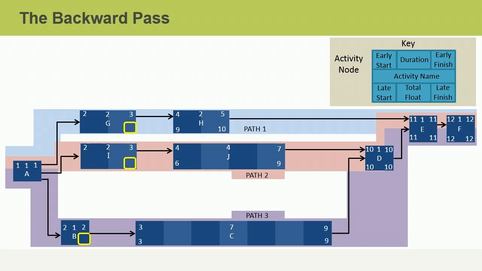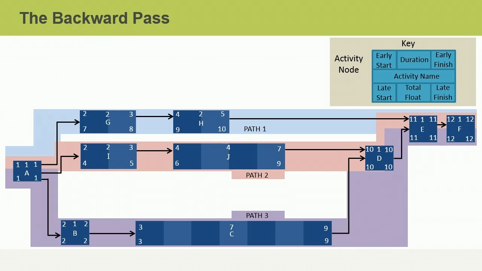Moving on through our schedule, let's assess activities G, I, and B. Their late finish dates depend on the activities that follow them. Also, they are on 3 different paths, so activity G's late finish date depends on the late start date of activity H. Activity I's late finish depends on the late start date of activity J, and activity B's late finish depends on activity C's late start. Take a moment to calculate each of those. Feel free to pause the video at any time and resume when you're ready. If you said that the late finish of G is 8, the late finish of I is 5, and the late finish of B is 2, you're right, and that's great.